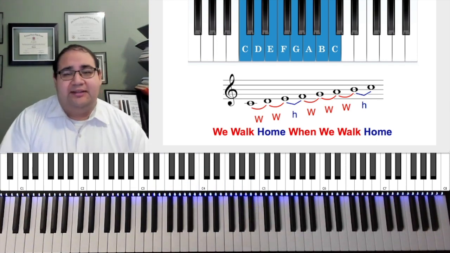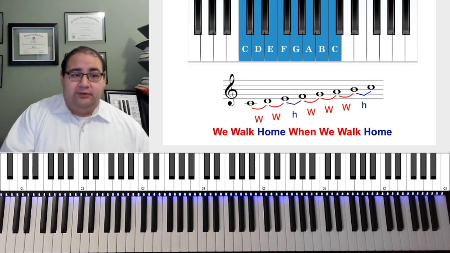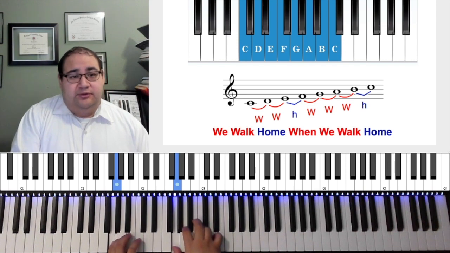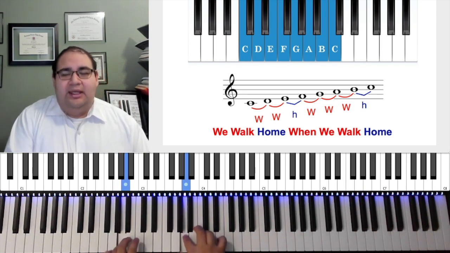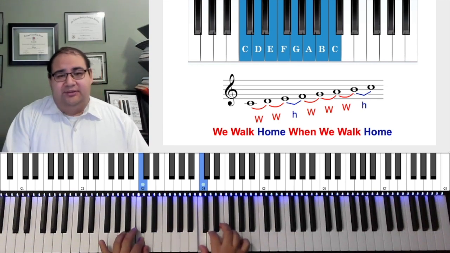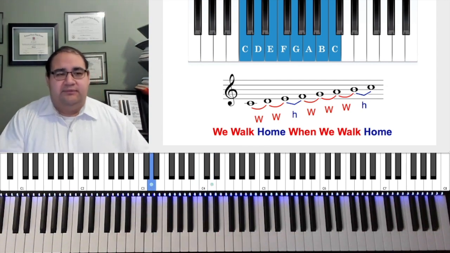Now, it's important to note that C is not always 1. For example, in G major, G is the first note, so it is scale degree 1. A is 2, B is 3, C is 4 in this case, and D is 5, and so on.